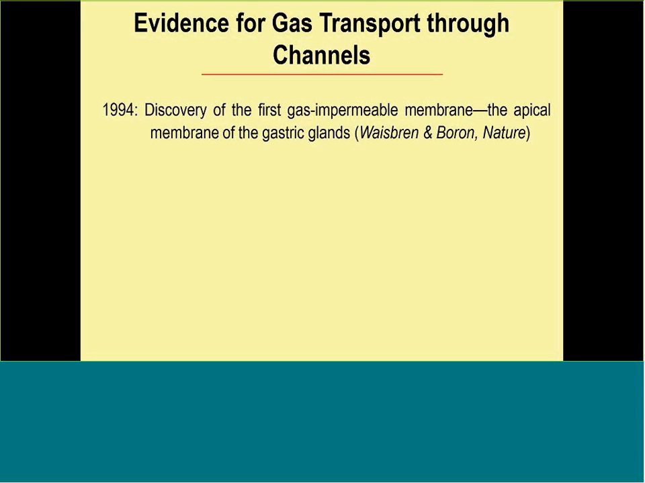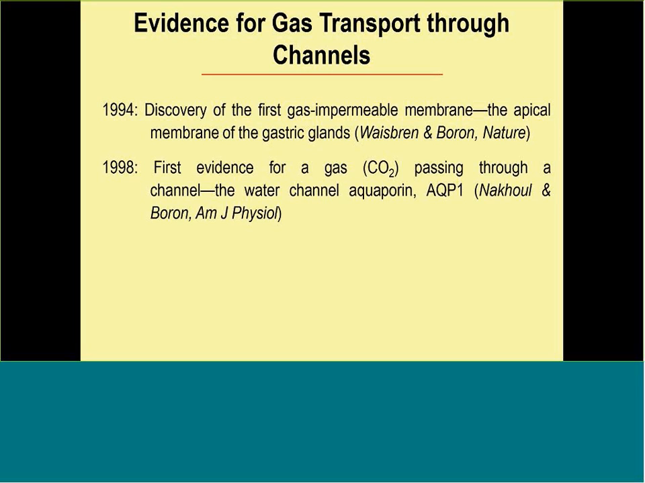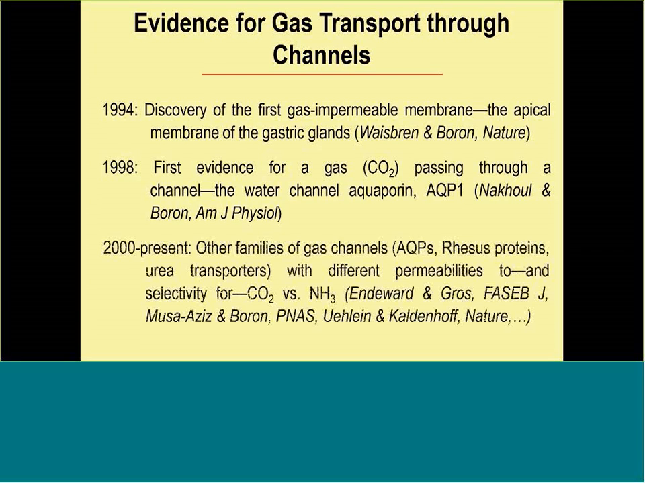The traditional dogma was first challenged in 1994 with the discovery of the first gas-impermeable membrane, the apical membrane of the gastric gland. Later, the Boron lab provided the first evidence for a gas, carbon dioxide, to pass through membrane channels. And this membrane channel was identified as the water channel aquaporin 1. Now we know many other families of gas channels, which have different permeabilities and can have different selectivities to different gases. These other channels, in addition to aquaporins, are the RH proteins and the urea transporters.